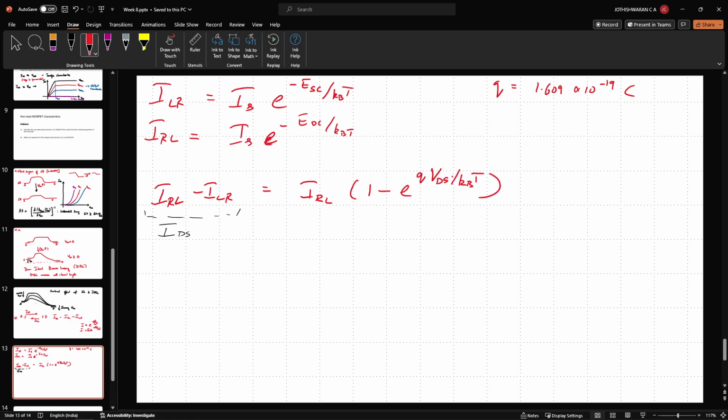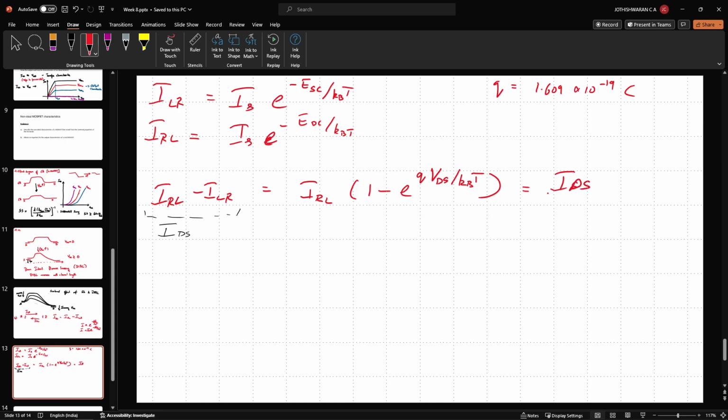Okay, so what I've essentially done is I've written this as IRL into 1 minus ILR by IRL. So ILR is given by this. So if I take LR by RL, I will divide by this. So IS and IS will cancel each other out. I will get ESC minus EDC. That is essentially the energy difference between the drain and the source itself, which I can write as q times VDS. So this is equal to IDS.